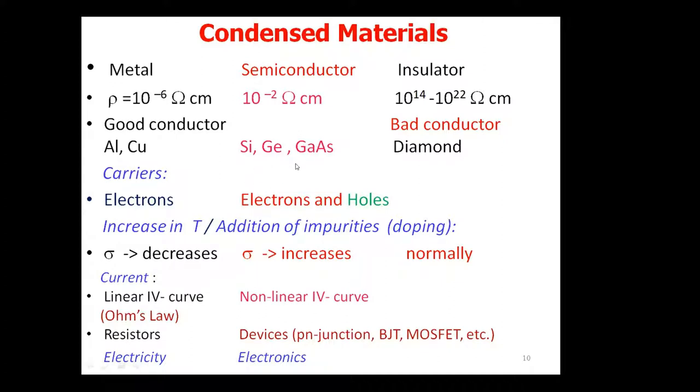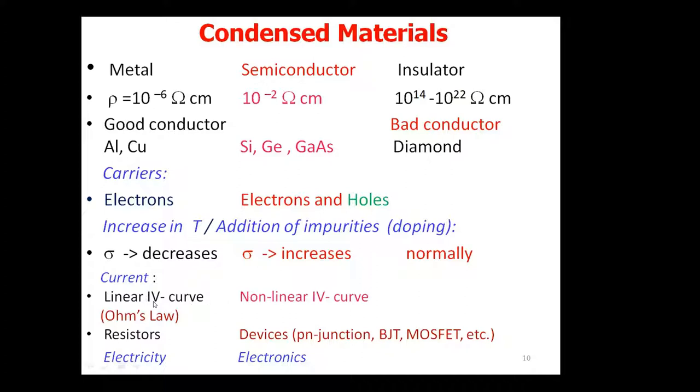In a semiconductor, specifically, the charge carriers are both electrons as well as holes. Here the hole is the new thing. As all of you know, if you increase temperature or add impurity, the conductivity decreases in the case of metal. Whereas in a semiconductor, either you increase temperature or add impurity, you can increase the conductivity, or indirectly the resistivity decreases. That's why we say a semiconductor possesses a negative temperature coefficient of resistance. And in all of our devices, the motto is to analyze the IV characteristics.